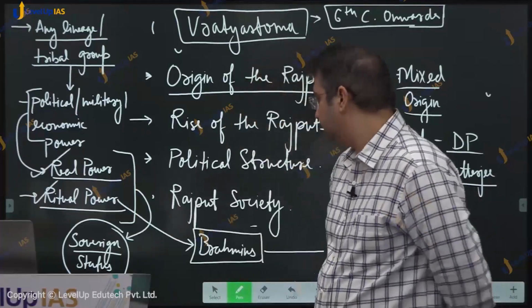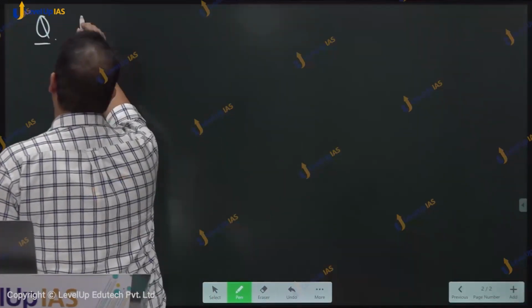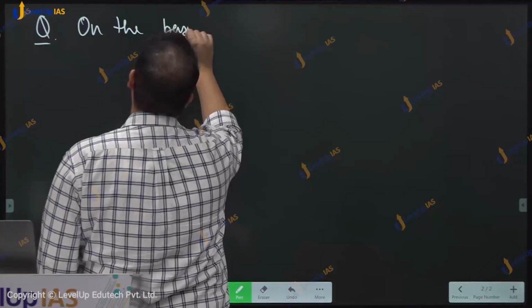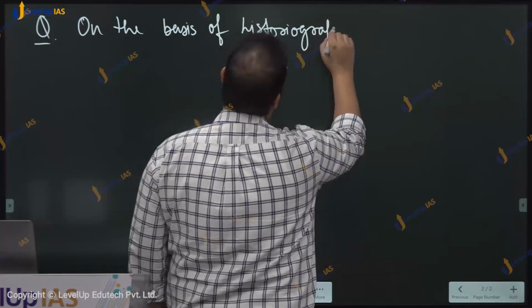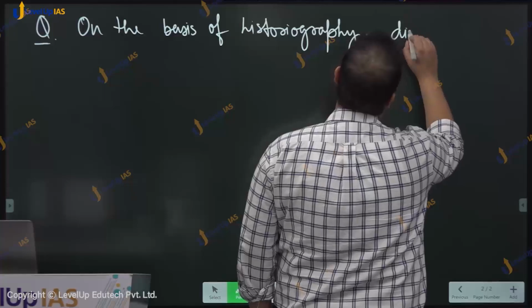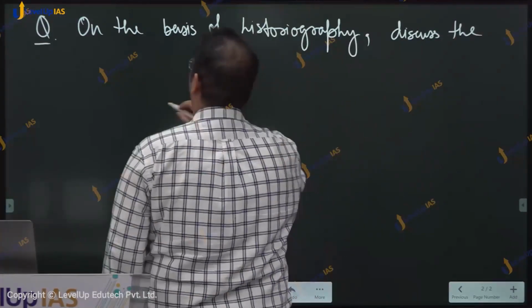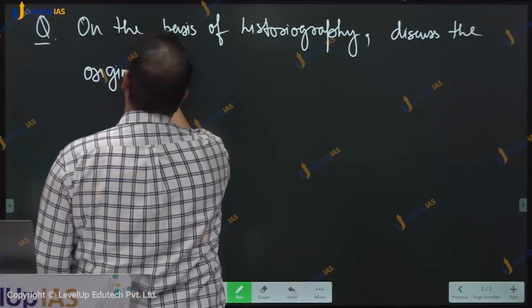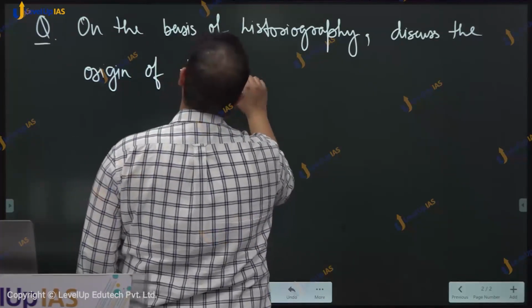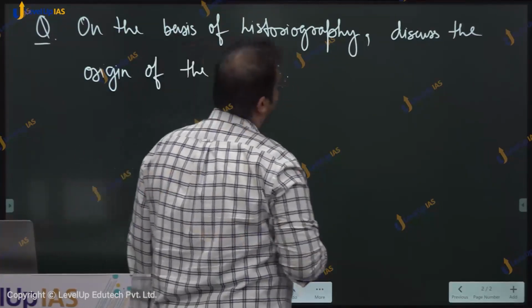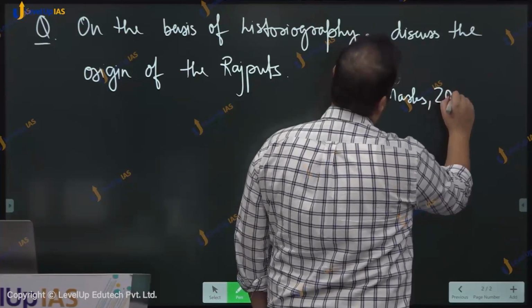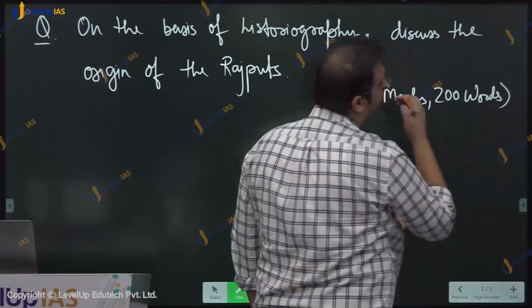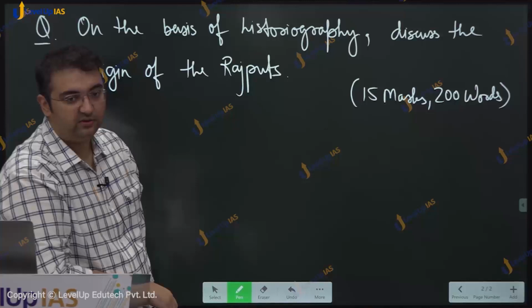Take down a question. On the basis of historiography, discuss the origin of the Rajputs. In marks, 200 words. हो जाएगा? Will you be able to condense the discussion that we have had?